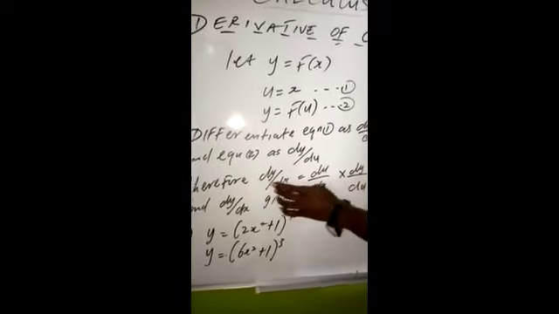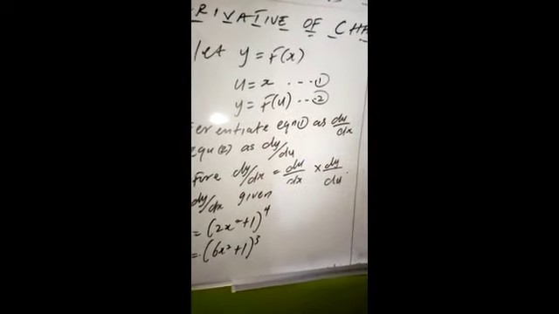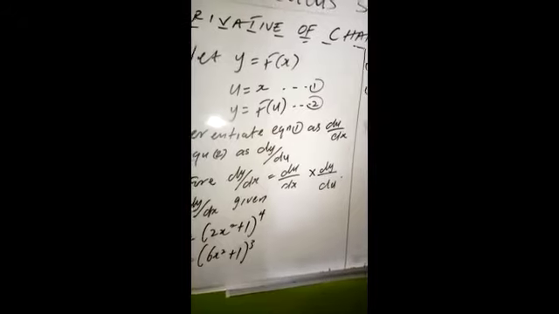This is an area you need. This is the formula for the chain rule. Remember, another name for the chain rule is function of a function.